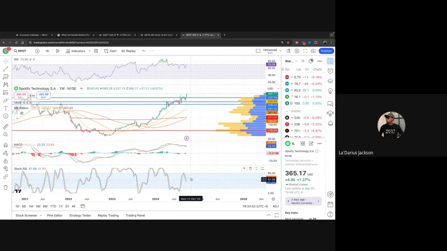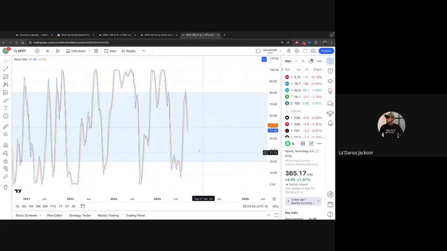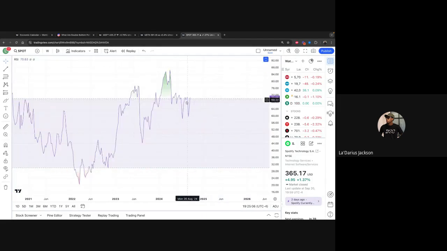And if that pop happens again, is it possible? Do we have enough space? Yeah. Stochastics is at what, 47? It maxes out at 100. So if it decides to go, it really can go. We're just going to see some crazy RSI numbers.